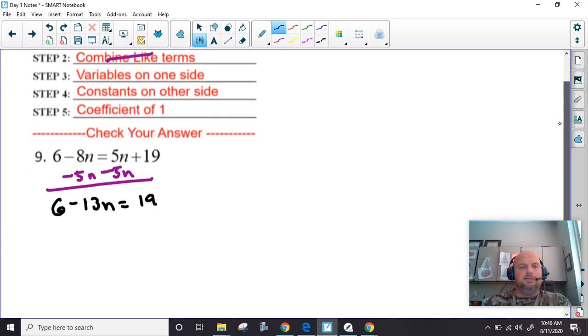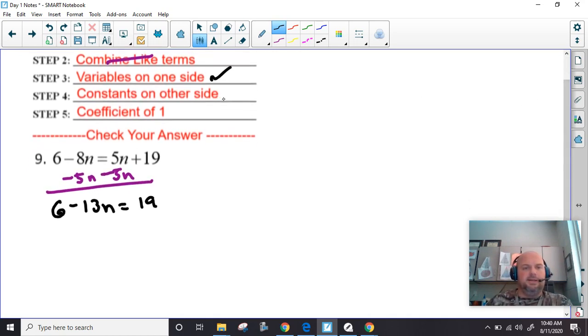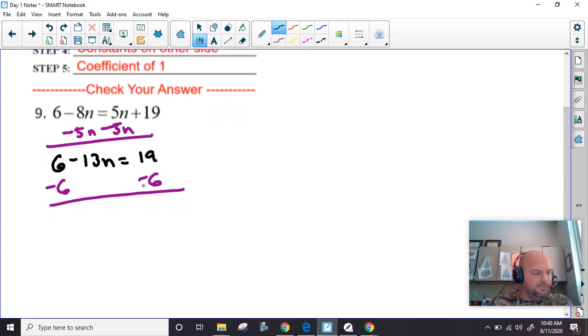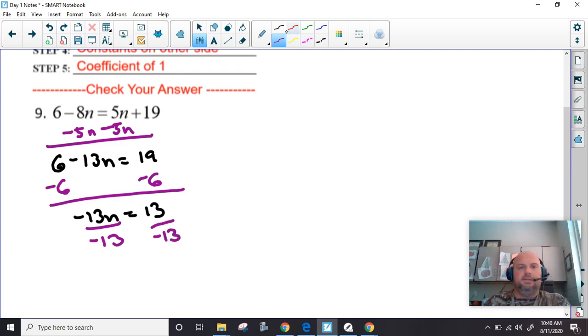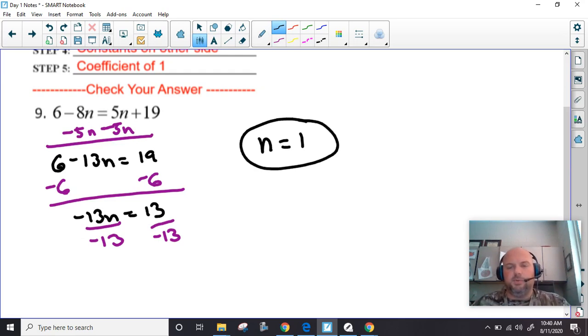So I've got my variables on one side. Now I've got to get constants on the other. See, it's a two-step equation. That's why it's so nice. And then subtract 6, subtract 6. So -13n equals 13. Now, some people already tell me what this is, because the only thing it can be is n equals 1. Hopefully you're with me. Hopefully we're good to go.